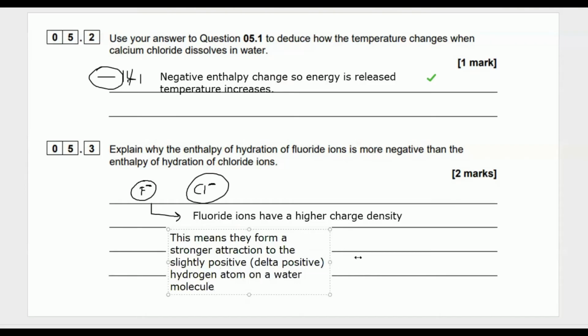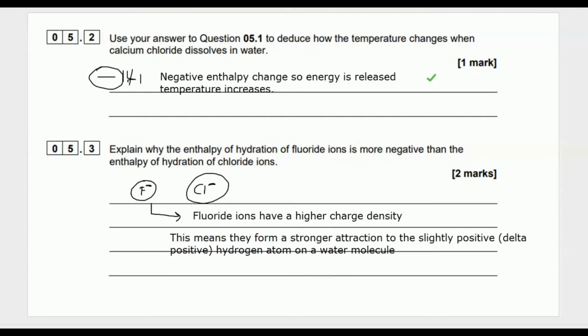And there we go. So basically, the fluoride ions form a more energetically stable bond with water, therefore releasing more energy. So they're more thermodynamically stable when they bond with water molecules. And that's why their enthalpy of hydration is more negative. Okay, coolio. So that's 5.3.